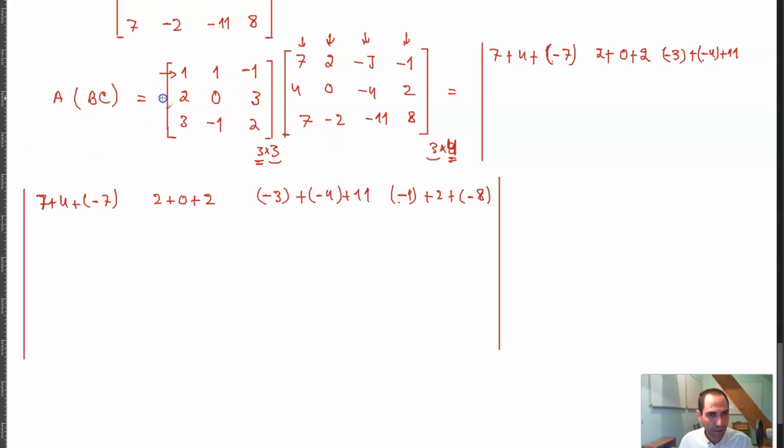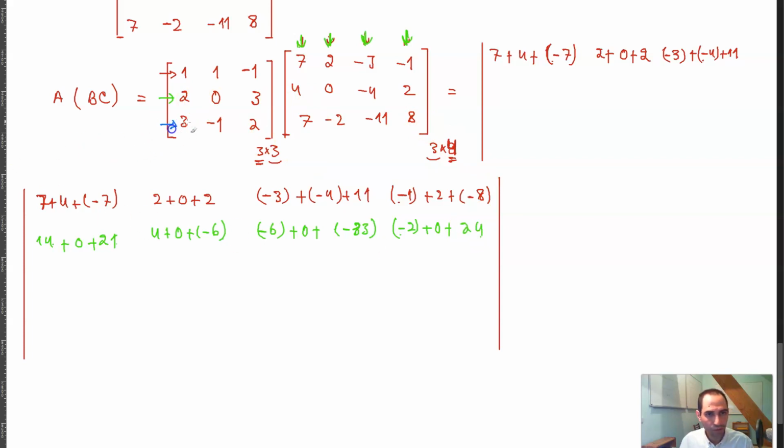Then I will start from the second row, first column. 2 times 7 is equal to 14. 0 times 4 is equal to 0. And 3 times 7 is equal to 21. Then 2 times 2 is equal to 4, 0 times 0 is equal to 0, 3 times negative 2 is equal to negative 6, so 4 plus 0 plus negative 6. The next column: 2 times negative 3 is negative 6, 0 times negative 4 is 0, and 3 times negative 11 is negative 33. The fourth column: 2 times negative 1 is negative 2, 0 times 2 is 0, and 3 times 8 is equal to 24.